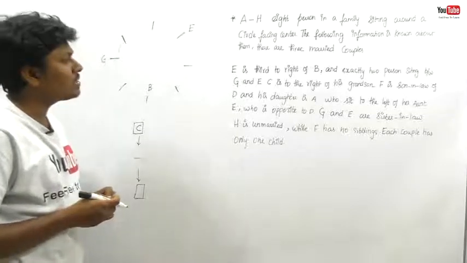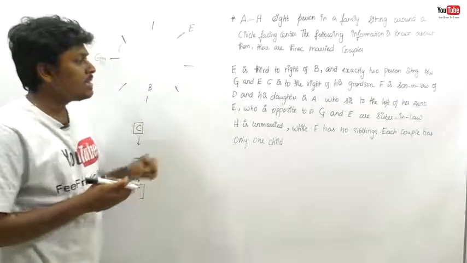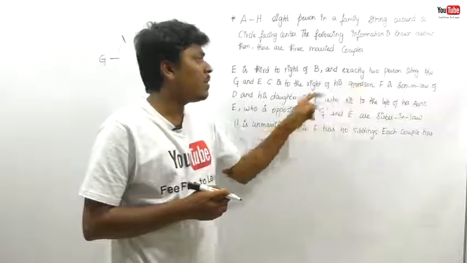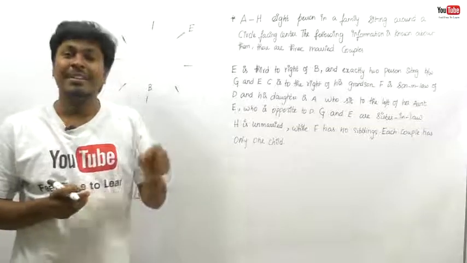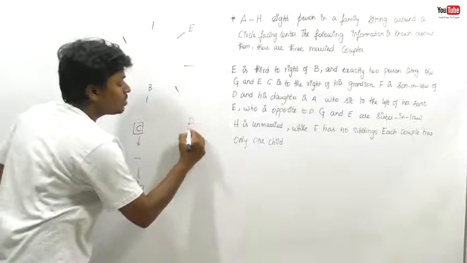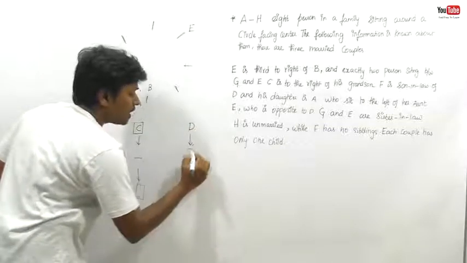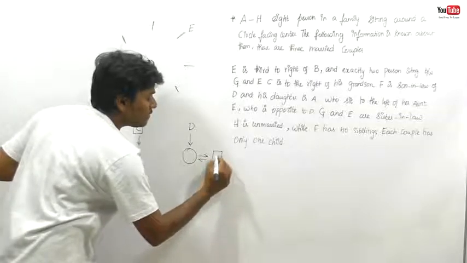So let me move on to the third line, friends. F is son-in-law of D. See here, D's son-in-law is F. So if D is calling a person son-in-law, then definitely D should have a daughter. Friends, got the idea? If D has a daughter, then this daughter's husband can be F.